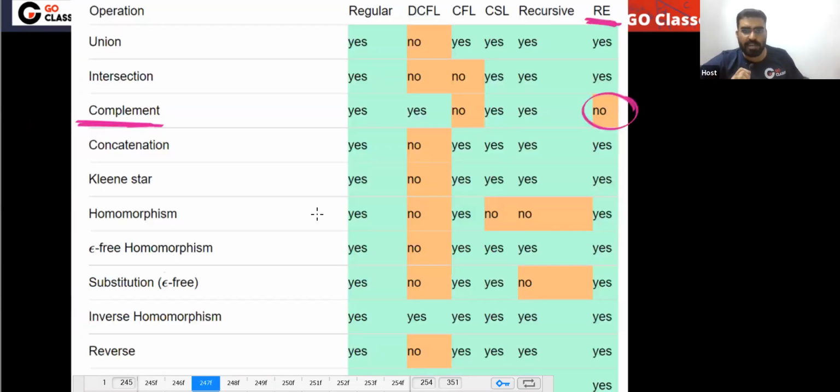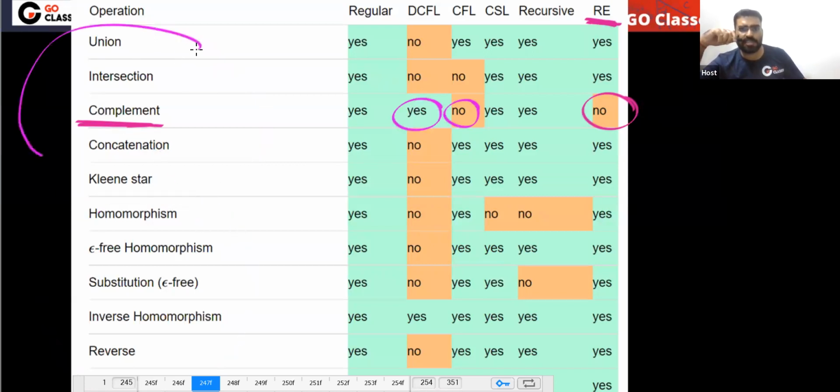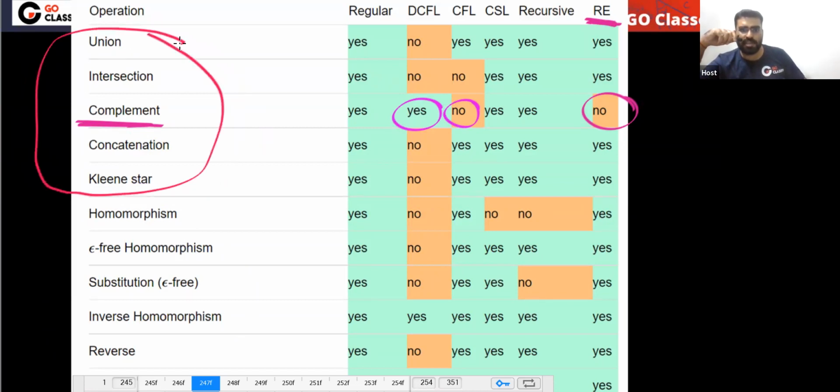This is important. For complement, DCFL complement is DCFL. These are some important things. Only the standard operations are important; the remaining you can learn by heart. The proof of this is important. In any interview, if they ask you for a proof, they will ask it for the standard operations.